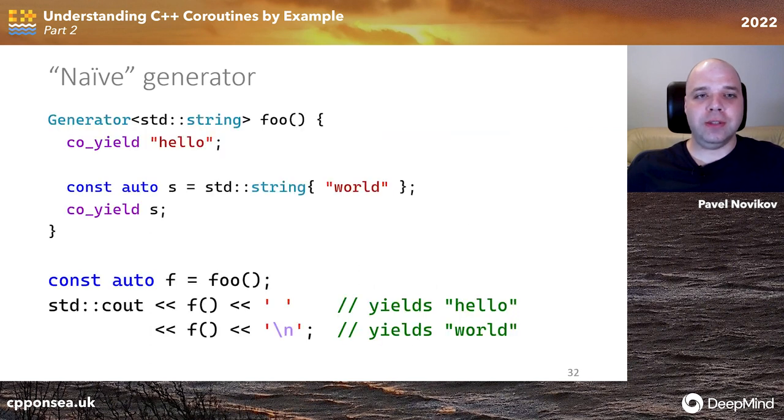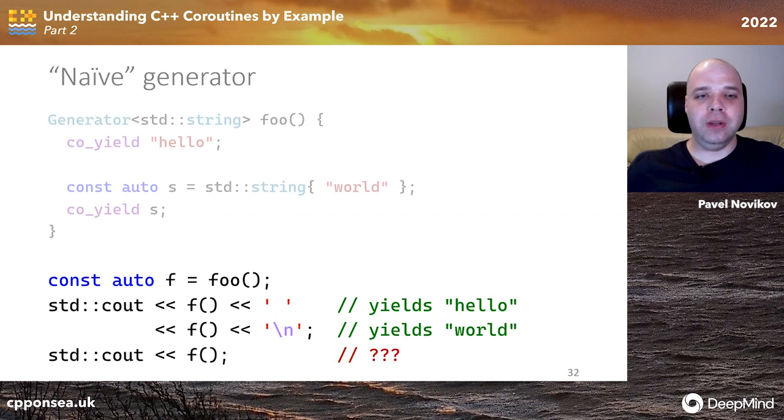And the other drawback is that, in this case, we know that our example generator has only two values to yield. So we yield both values, get hello world. And I'm not sure what should happen if we try to extract another value. Basically, this is undefined behavior, and we have to do something with it. Basically, we have to provide some way to know if the generator has more values to be extracted.